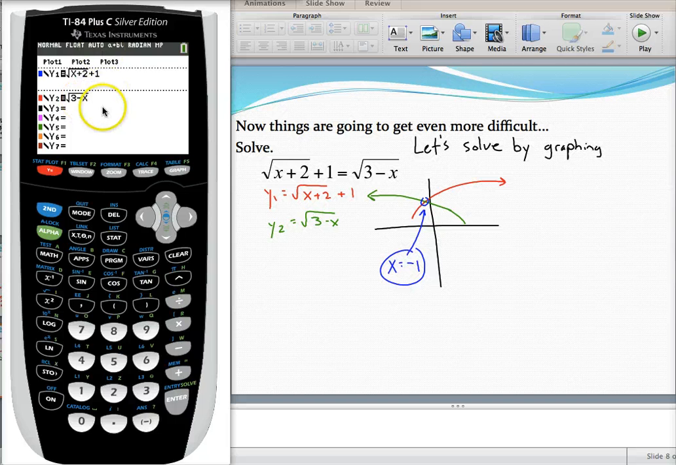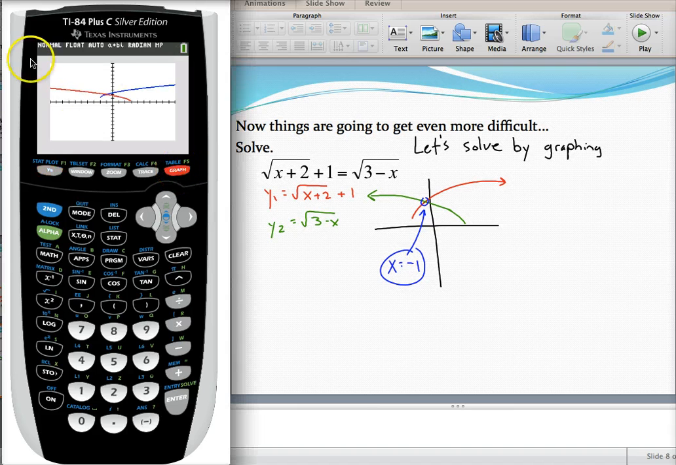So I've gone ahead and entered in both equations. Hopefully you have done that too while I've been talking. Let's hit graph and see what we see. So there's both graphs. What I'm looking for, if you recall, is the intersection of those two graphs. So I can see right there's where it happens. If I can't see that intersection point, I'd have to zoom out or zoom in so I can see a better window.